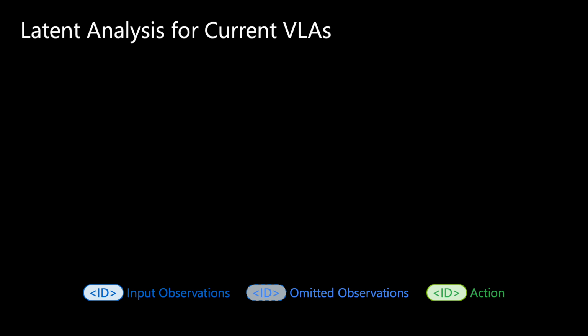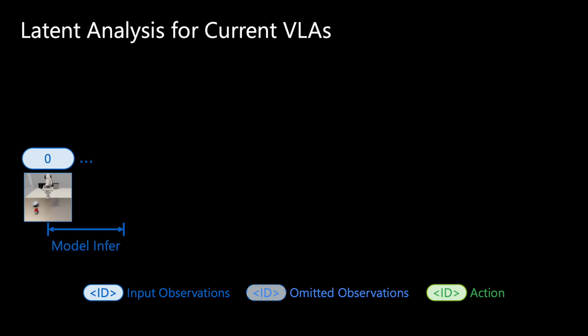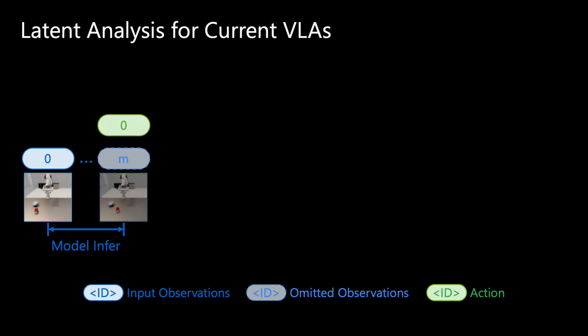At time step 0, the VLA receives an observation and starts inference. However, due to model latency, it only produces the first action chunk after m time steps. Crucially, the first action in this chunk is still conditioned on the observation at time step 0. This introduces a perception-execution gap between when the world is observed and when the action is executed.